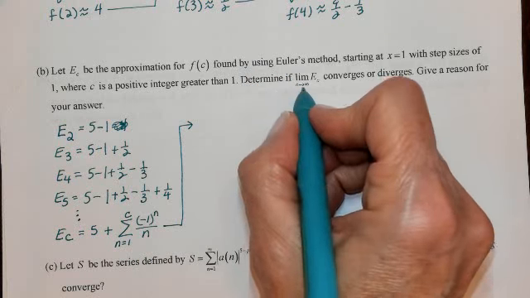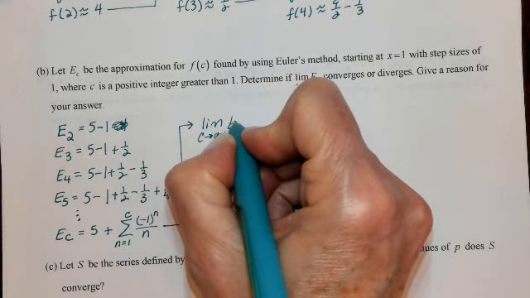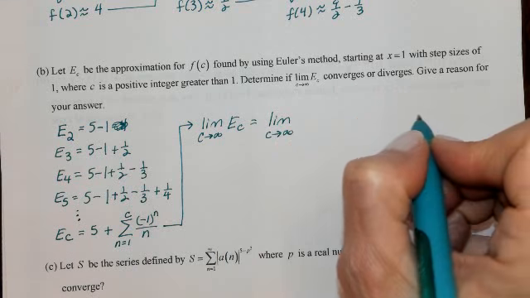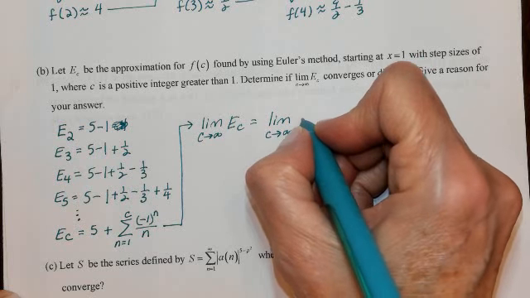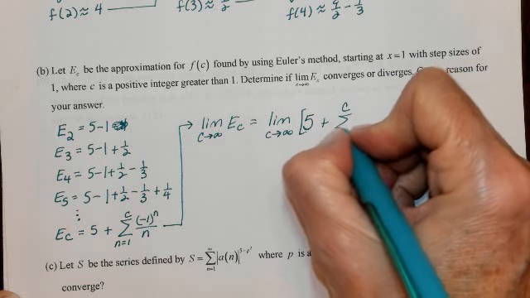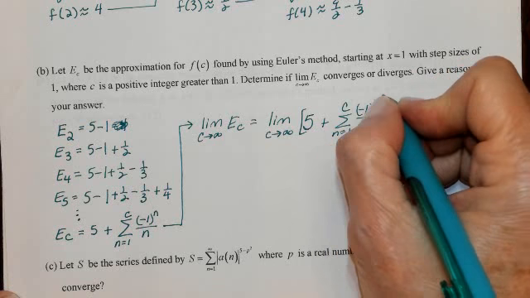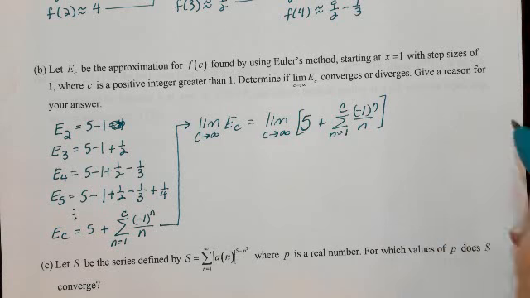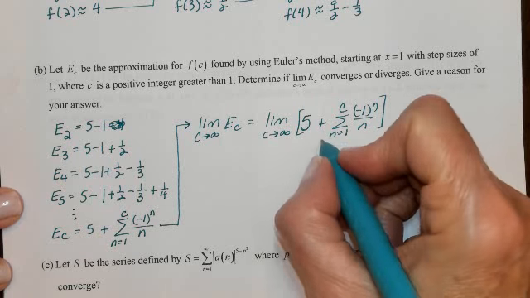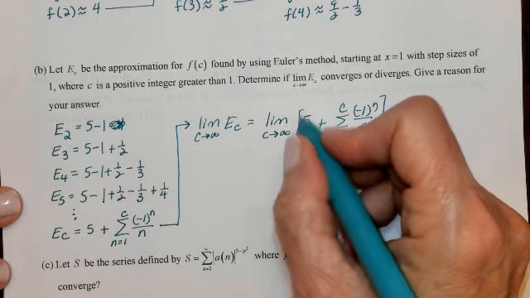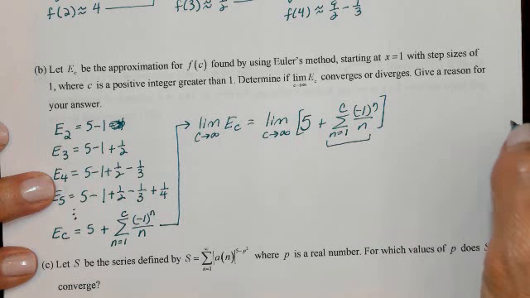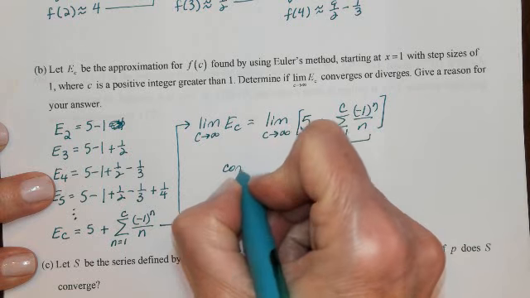So we're asked to find the limit as c goes to infinity of that e sub c, and that will be the limit as c goes to infinity of 5 plus that series, right? So the question is, does this converge or diverge? Well, the 5 plus won't affect the convergence or divergence. And so the question is, does this converge or diverge? Well, that is our alternating harmonic series, which we know converges. It converges conditionally, right?